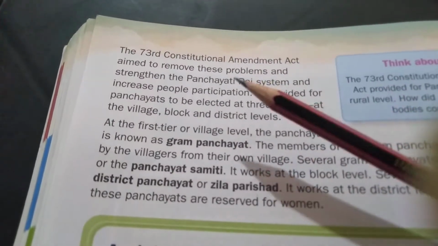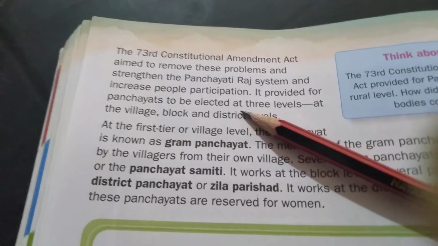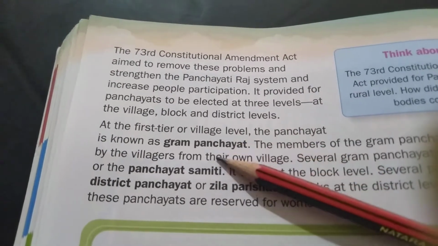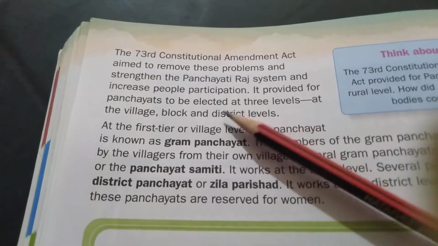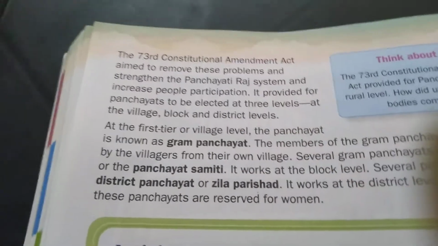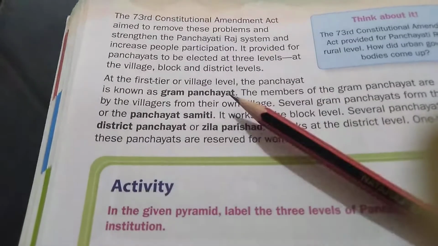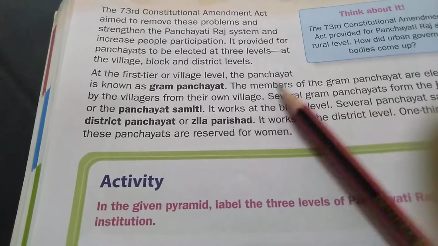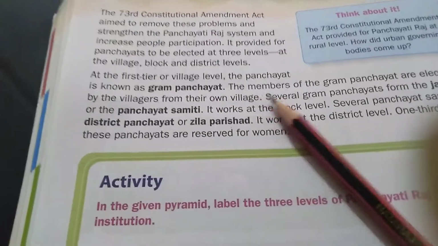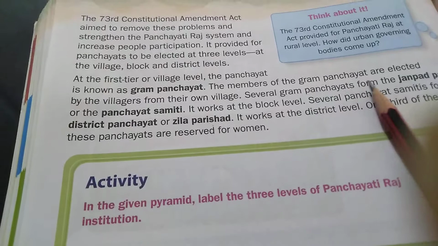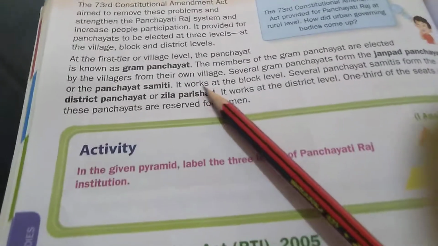The 73rd Constitutional Amendment Act aimed to remove these problems. It strengthens the Panchayati Raj system and increases people's participation in it. It provided for panchayats to be elected at three levels: village, block and district level. At the first tier, the village level, the panchayat is known as Gram Panchayat. The members of the Gram Panchayat are elected by the villagers from their own village.